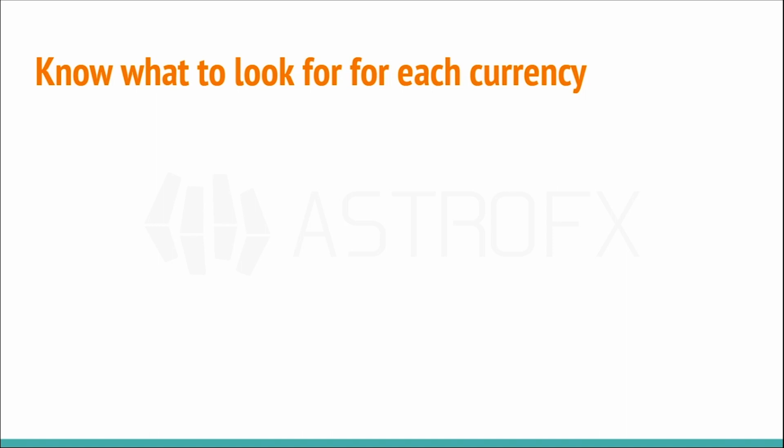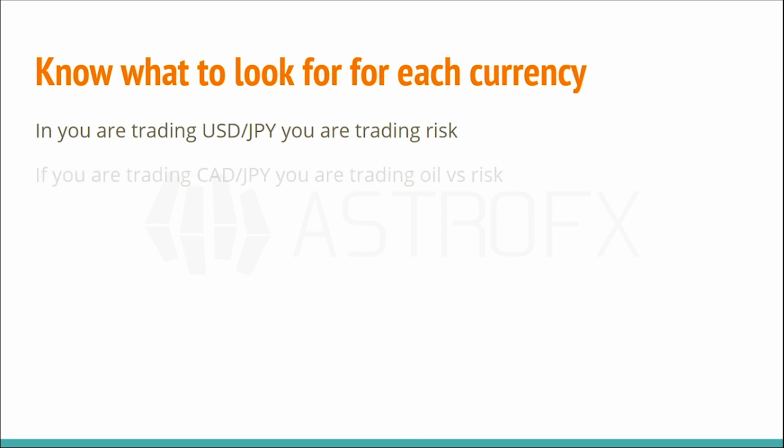So what to look for from each currency. If you're trading dollar yen, you're trading risk. If the stock markets are going up, dollar yen's going up. If the stock markets are going down, dollar yen's going down. So any risk event that's negative, you will buy yen and dollar yen will go down. If you're trading CAD yen, then you're trading oil versus risk. What we mean by this is if oil is going higher, but let's say, for example, stock markets are going higher, then CAD yen will go higher. So you're basically looking at where commodities are versus risk.